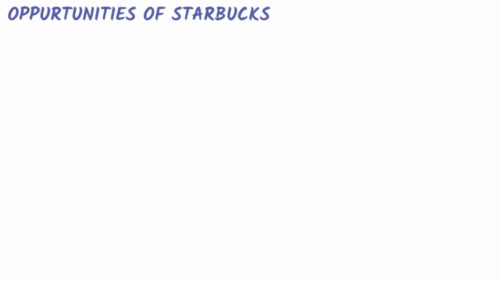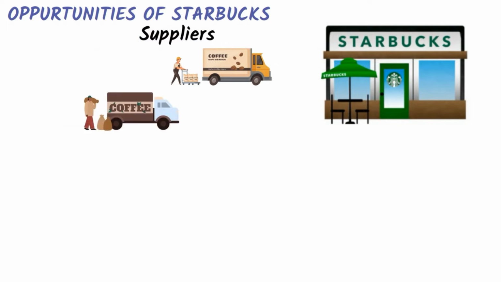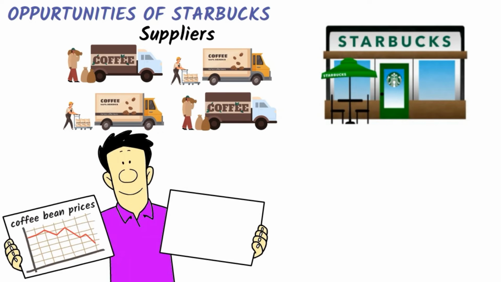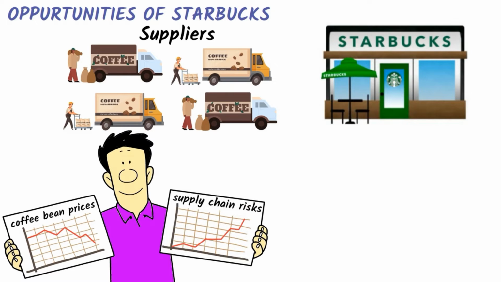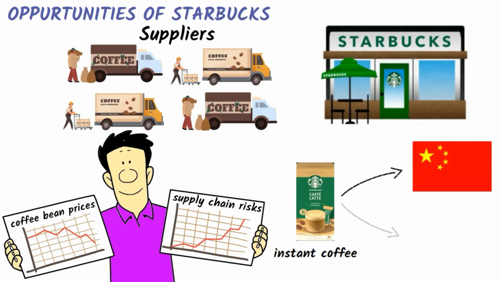Opportunities of Starbucks. The business can reduce its reliance on erratic suppliers by broadening the range and the number of suppliers it works with. The company's vulnerability to fluctuations in coffee bean prices would be reduced, and its resilience to supply chain risks would be enhanced. The potential for growth in emerging markets is enormous for the company. The company can capitalize on the growing demand for instant coffee and breakfast foods in China and India, as well as other emerging markets by expanding into those countries.